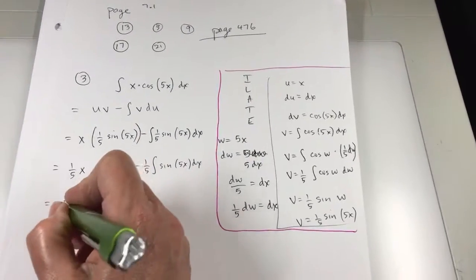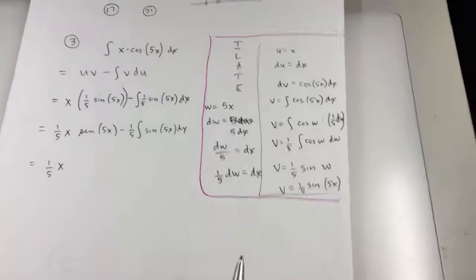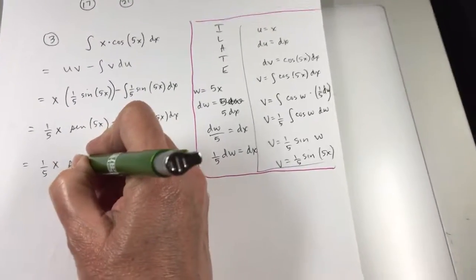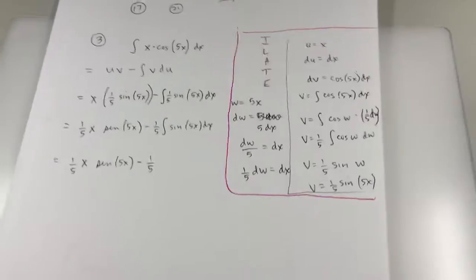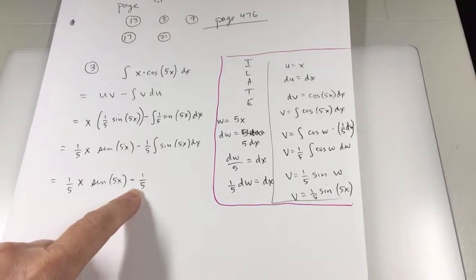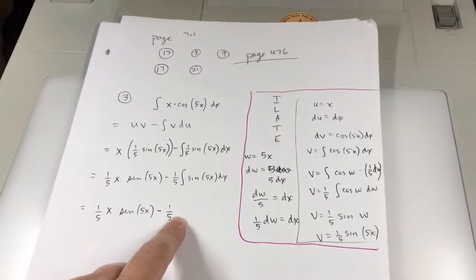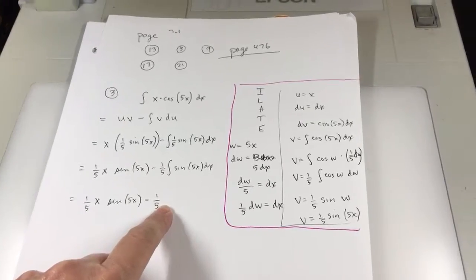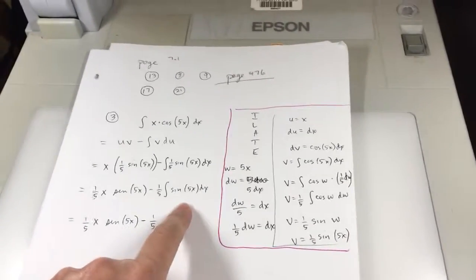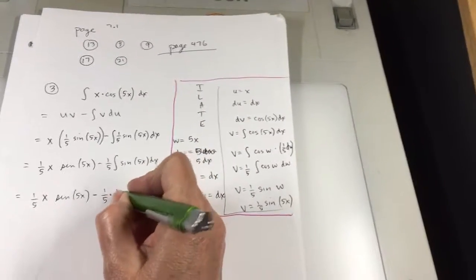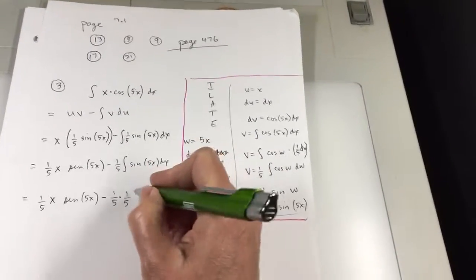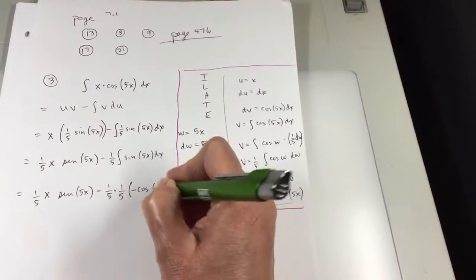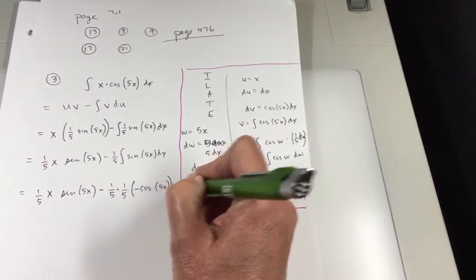I'll maybe skip the details this time. 1/5 x times the sine of 5x minus, okay, pay attention here because I got 1/5 from the first time, and now I'm going to have another 1/5 from the second time I do this integration, what I'm calling this W substitution. So when I do the antiderivative of sine 5x, I get another 1/5. And what's the antiderivative of sine? Negative cosine. Negative cosine 5x plus c.